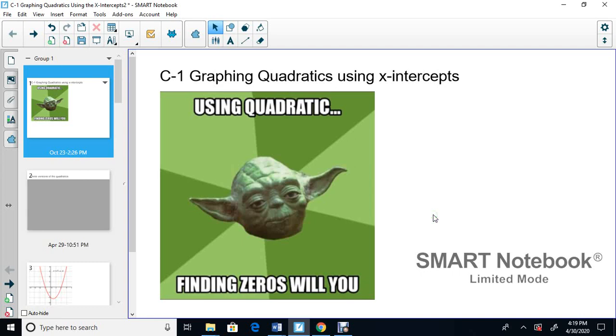Okay, in this section, we're going to learn how to graph quadratics using the x-intercepts. Okay, and here I've got my Yoda quote here. Okay, here we go. Using quadratics, finding zeros, will you?